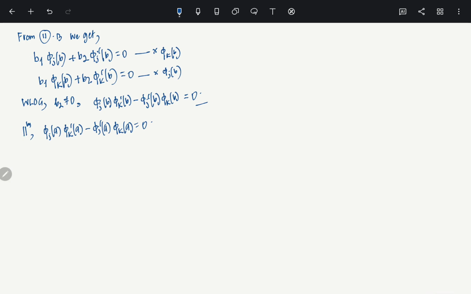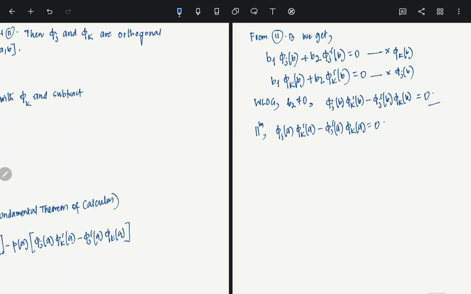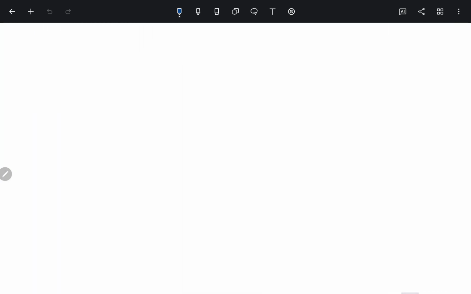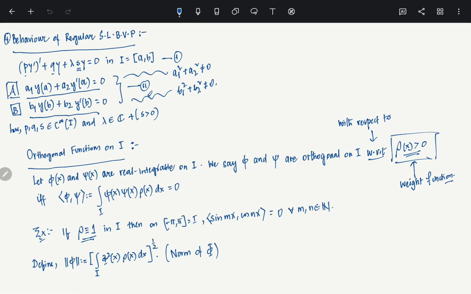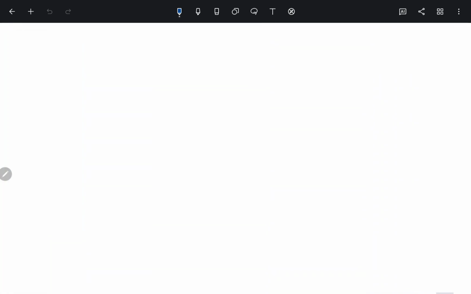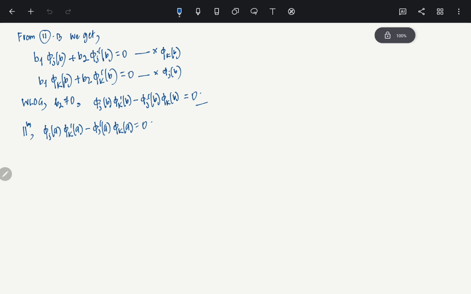Now you see from these two expressions, I hope I wrote it like 2, 3, right? One second, let me just check. I have written it down as 1 and 2. So we have now 3 and 4. This is 3 and this is 4. So from 3 and 4, what do we have?